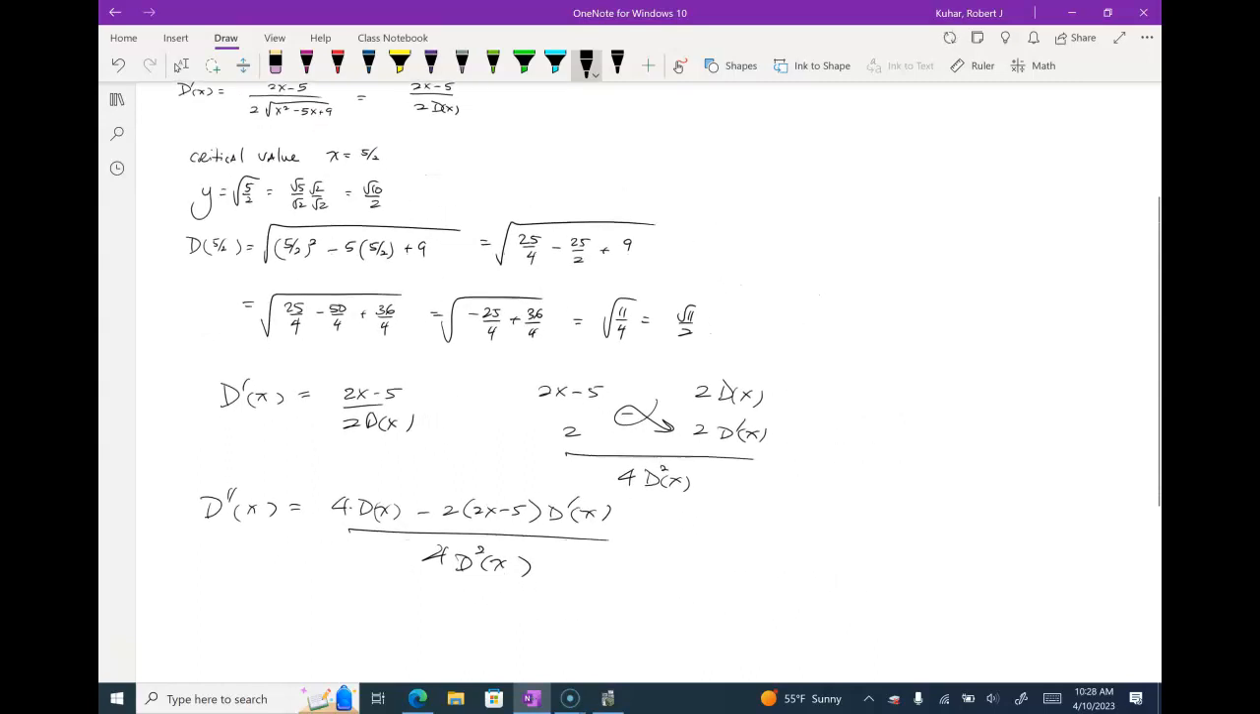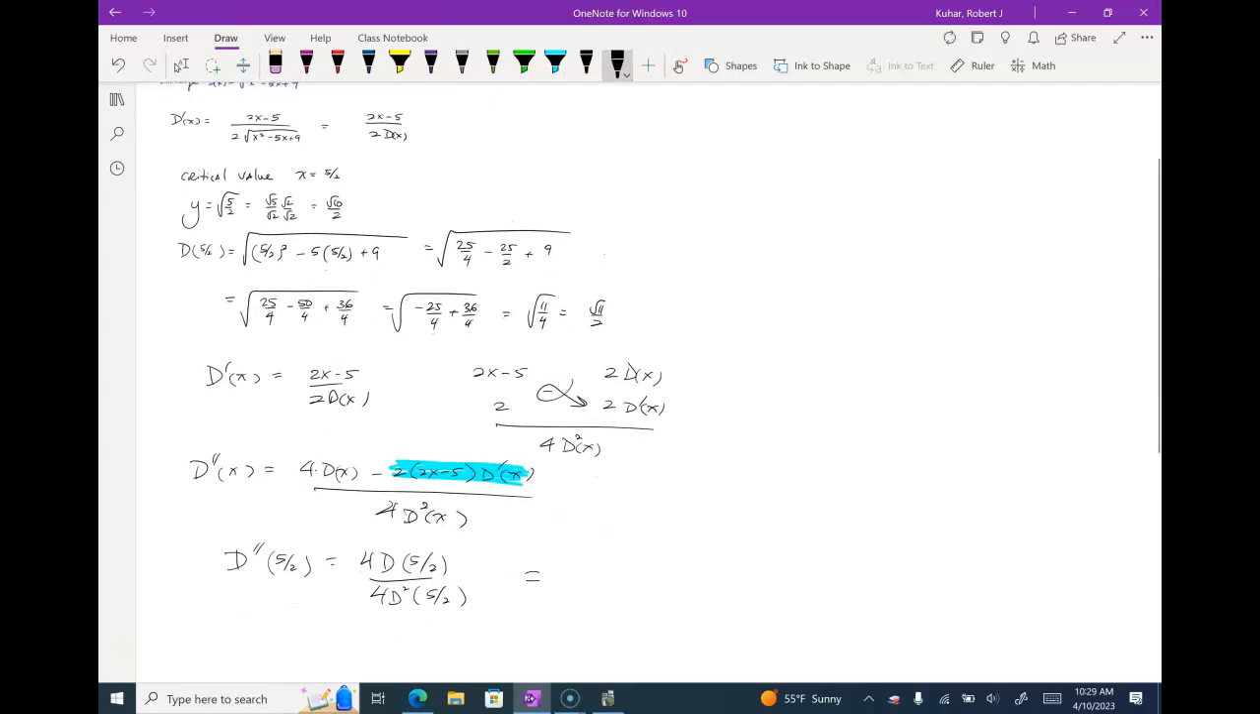And so why am I doing this? I know when I plug that critical value into the derivative, I get 0, right? When I plug that critical value into the derivative, I get 0. So I already know that d double prime of 5 halves is 4 times d of 5 halves over 4 times d squared of 5 halves, right? Because this piece in blue is 0 when I plug in 5 halves. In fact, it's 2 times 0 times 0.